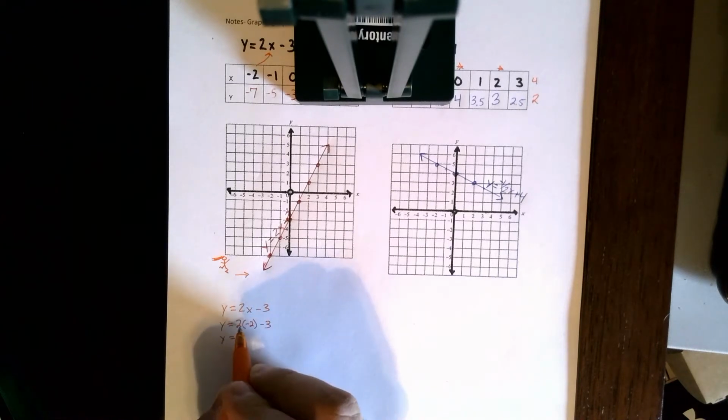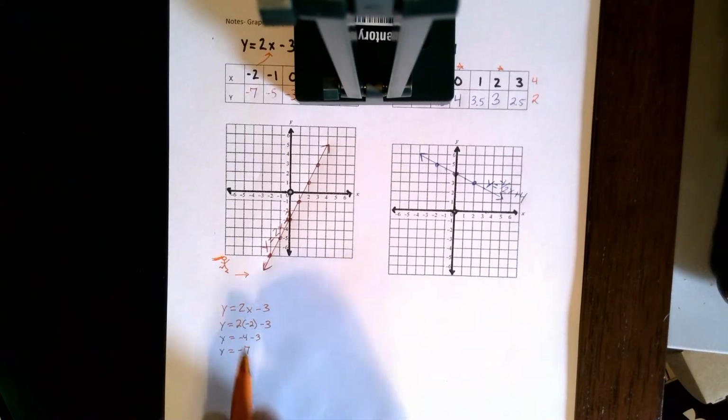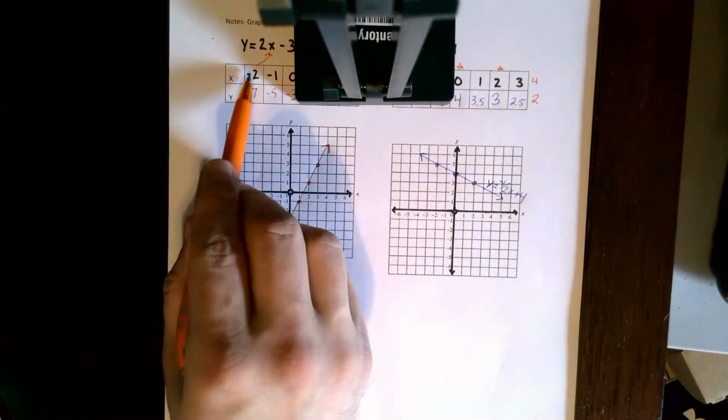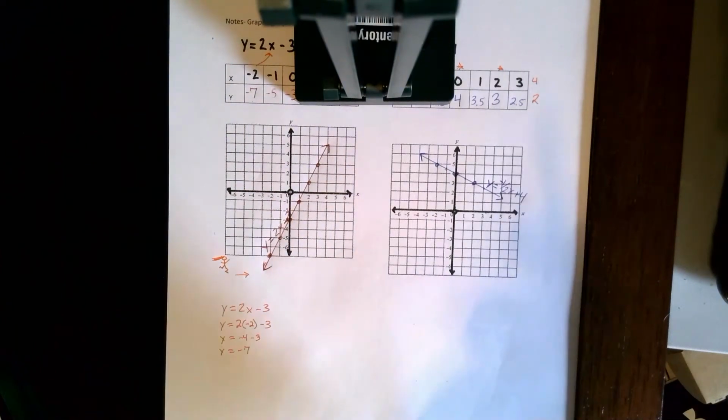And you do the math, multiply before we subtract, negative 4 minus 3, and there is our y equals negative 7. So when x is negative 2, y is negative 7, and there's my ordered pair negative 2 comma negative 7 in my table. And you can repeat.